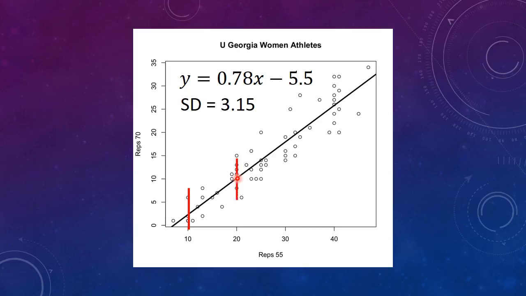When reps 55 is 20, the mean for rep 70 is 10.1, and the standard deviation is 3.15. When reps 55 is 30, the mean for rep 70 is 17.9, and the standard deviation is 3.15. And when reps 55 is 40, the mean for rep 70 is 25.7. And what's that standard deviation? Oh yeah, it's 3.15.